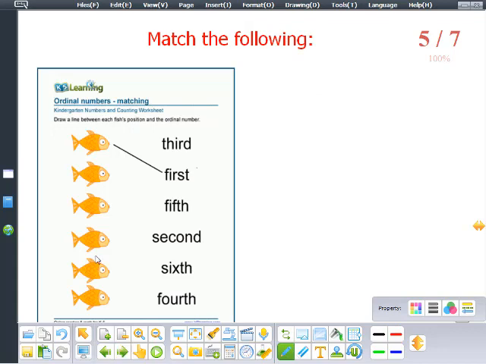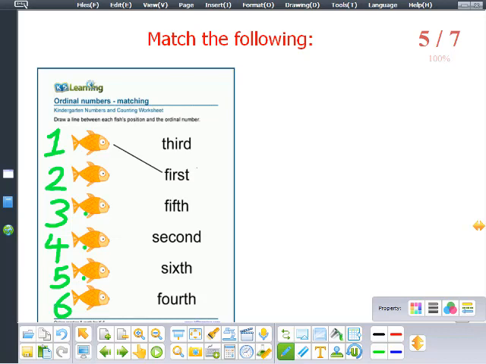Well, now let's match, to train about that. We will match everyone to each number. This is the fish number 1, right? Let's write number 1. This is the fish number 2. Let's write number 2. This is the fish number 3. What about this fish? Number 4. And this fish, number 5. And this fish, number 6.